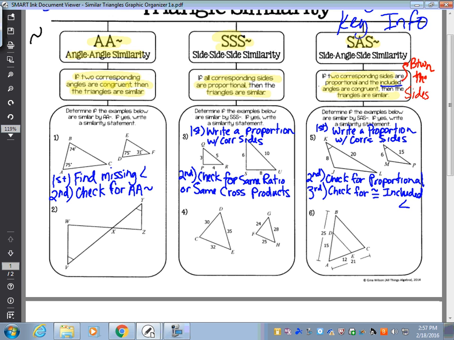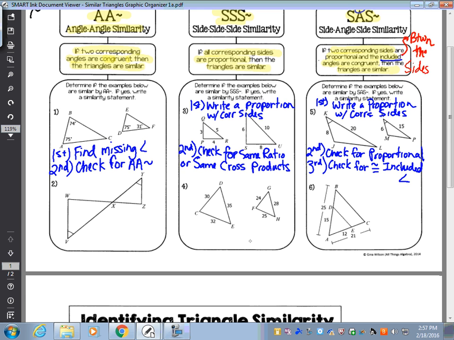So in the first one, number 1, which angle in the triangle is missing? C. And what other angle in the triangle is missing? E. Okay, so now all we've got to do is decide. Do we want to find C? Do we want to find E? Let's do C.